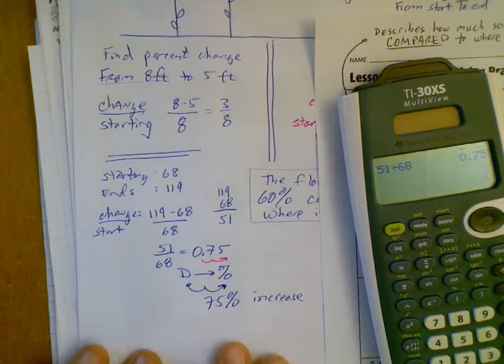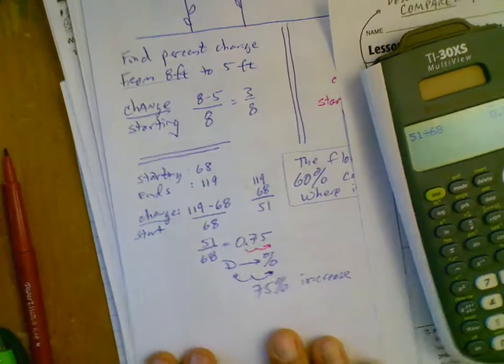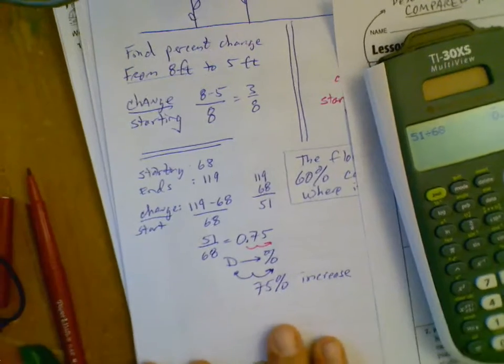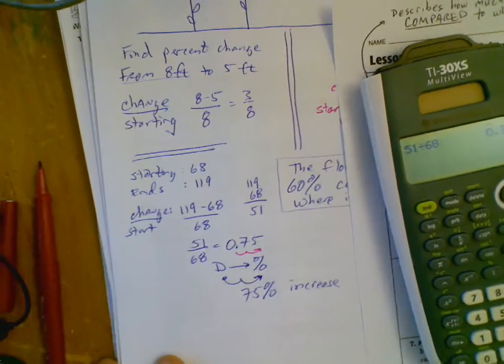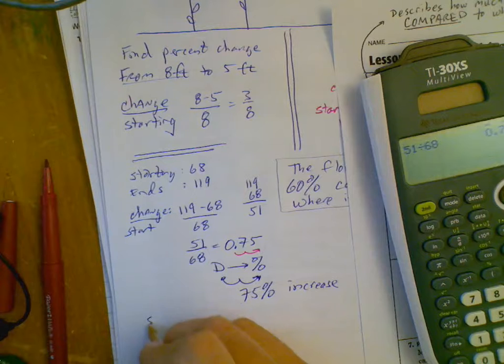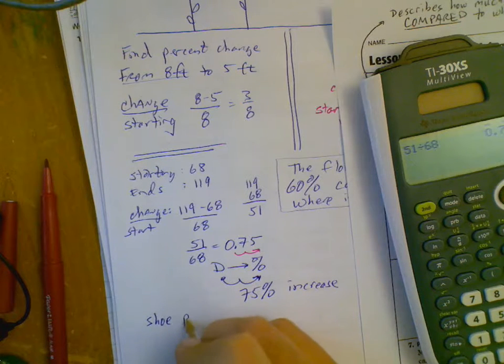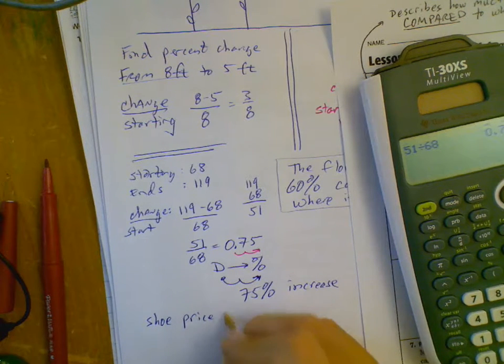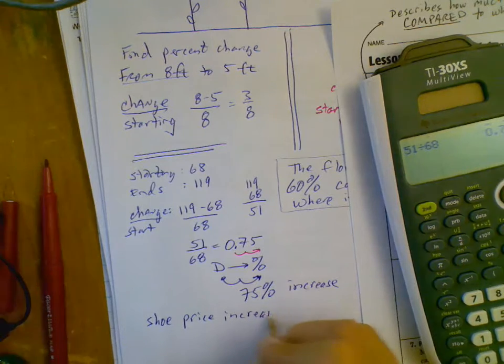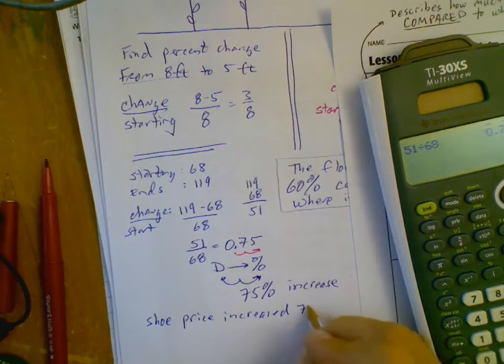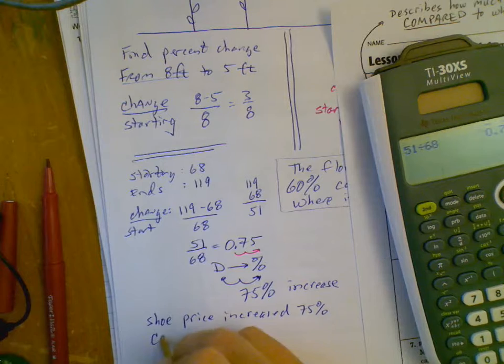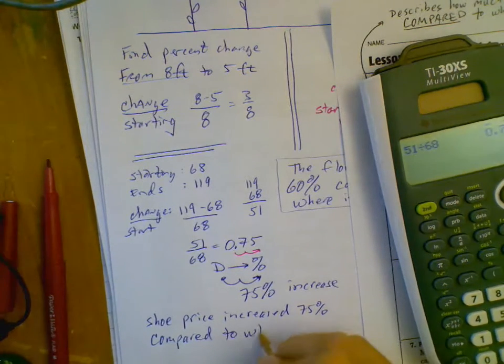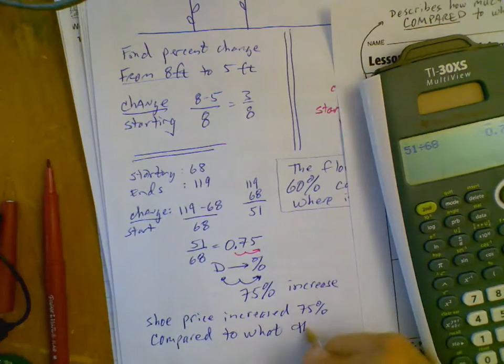And we're almost done here. So what are we saying? We're saying that the shoe price increased 75% compared to what the store paid.